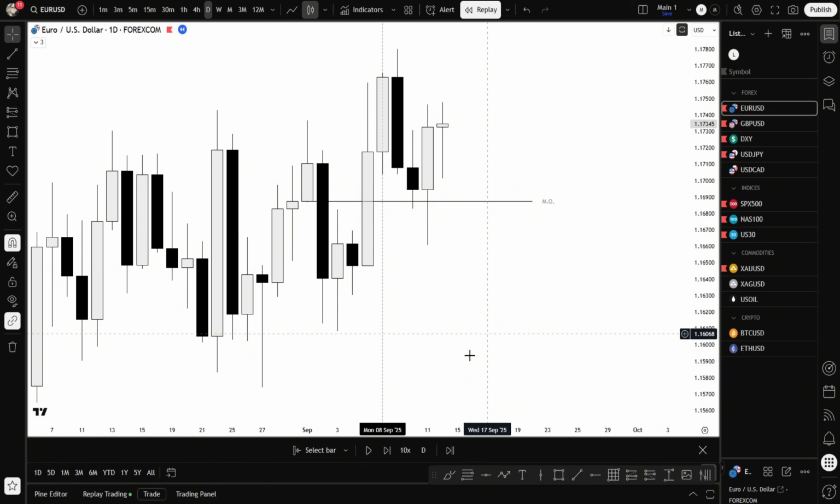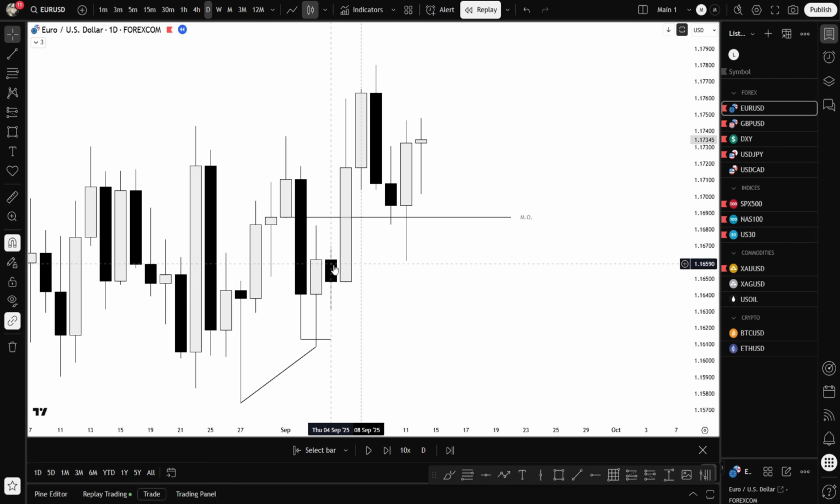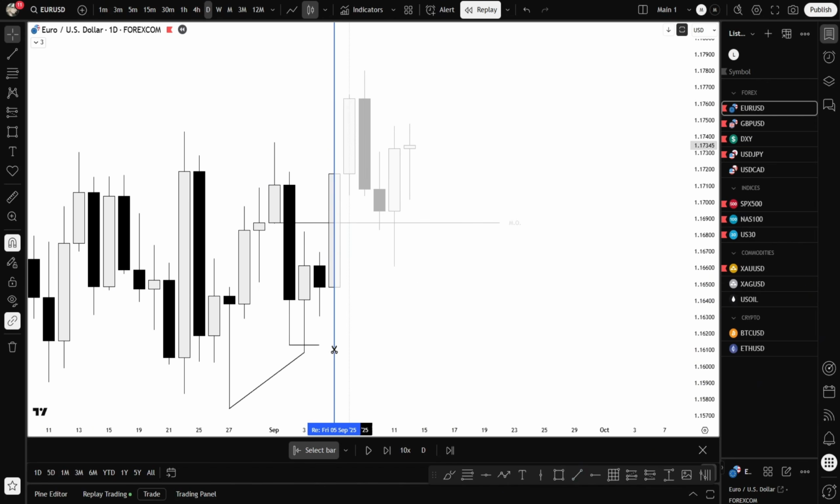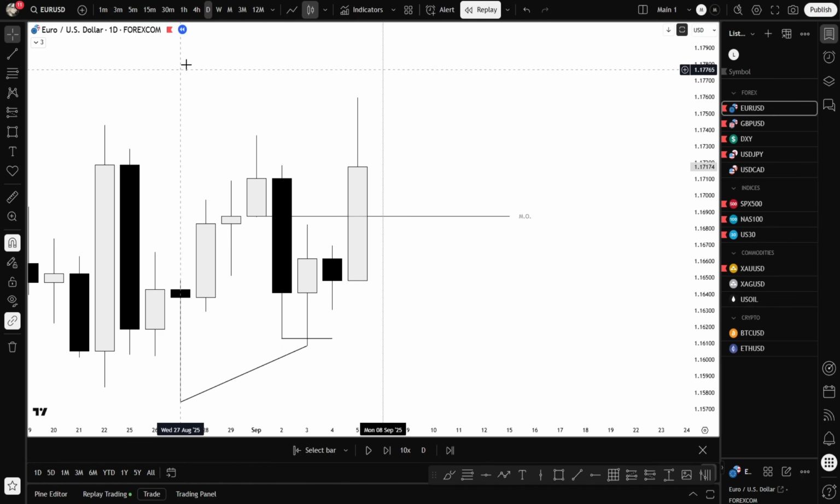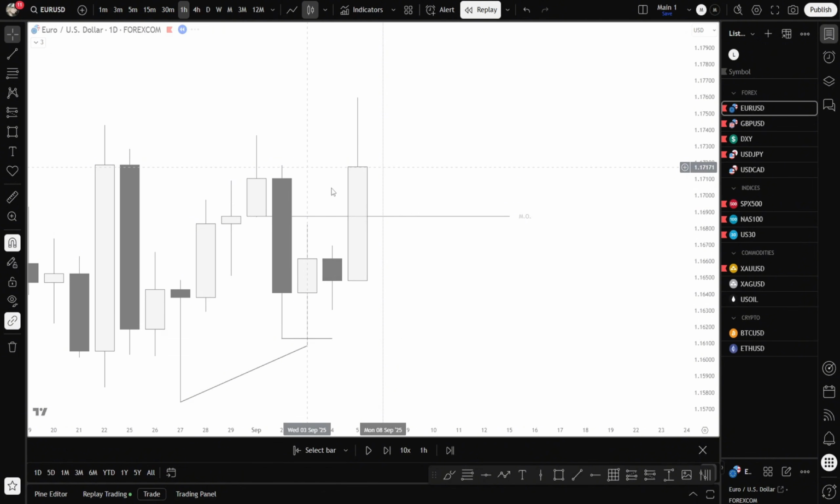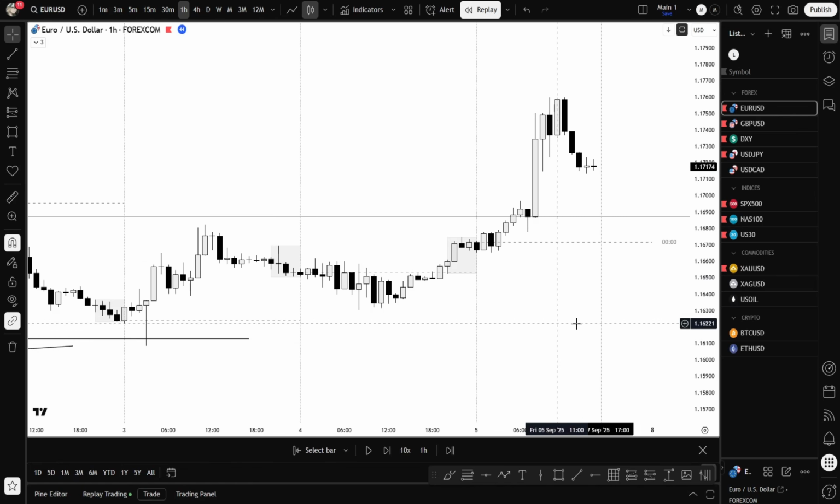So if you go to EU, we have the SMT here, and we have the daily manipulation, and we have a high probability expansion day. Now, let me go back a bit. So if we pay attention on Thursday, okay.